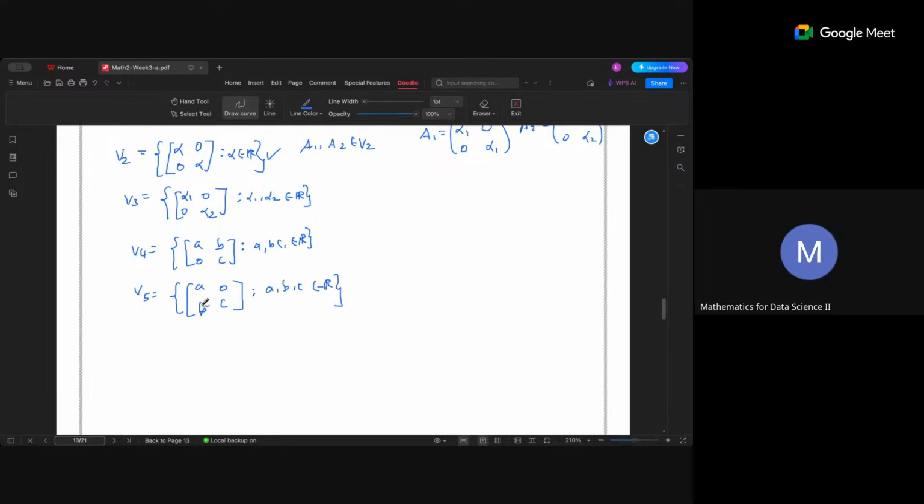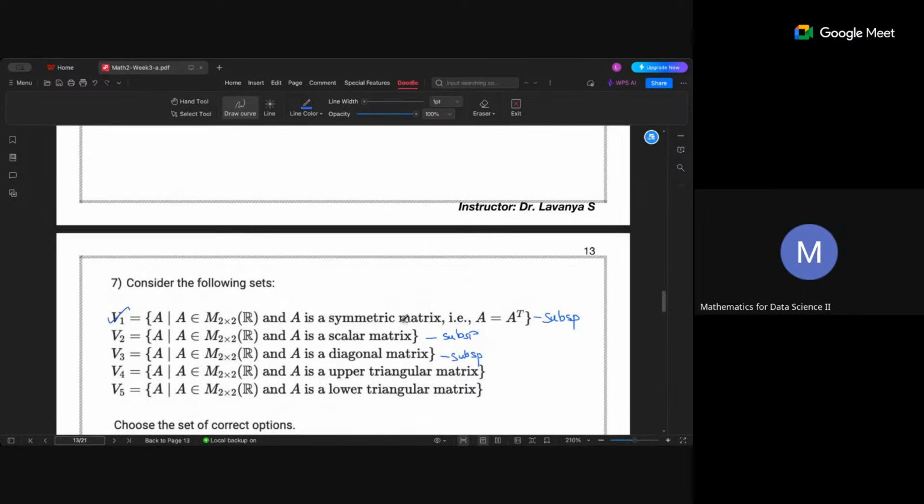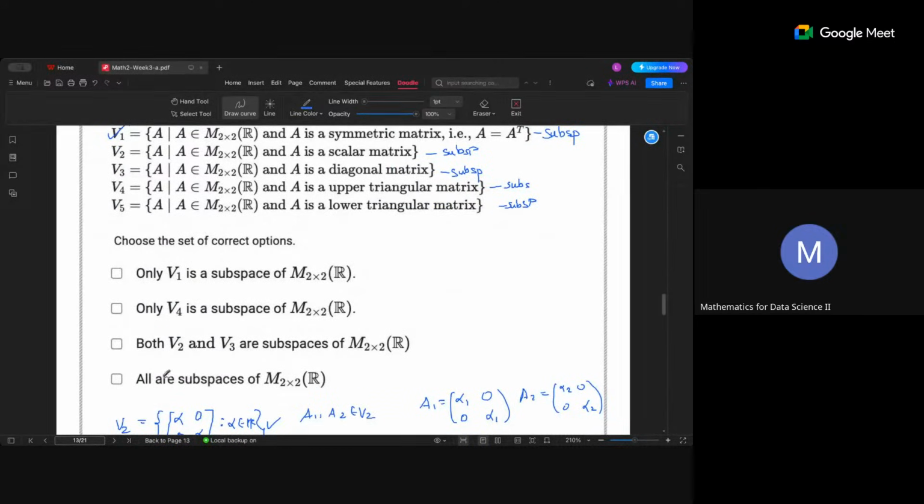Similarly, the set of all lower triangular matrices. So these are upper triangular and these are lower triangular. You see, all of them are actually subspaces. Those of you who still have doubts, these are very simple, straightforward cases, so you can verify that all of them are subspaces.